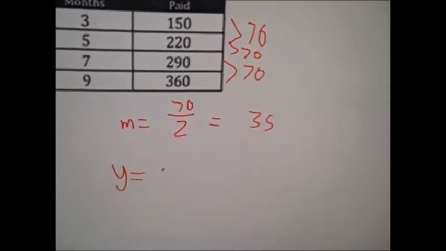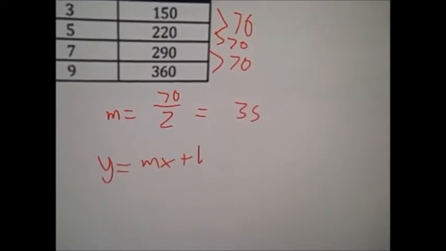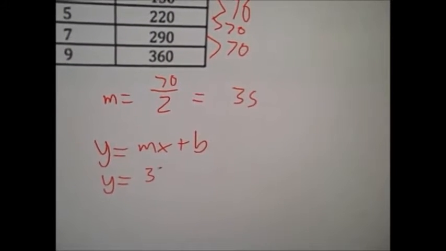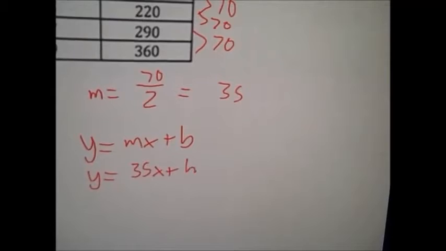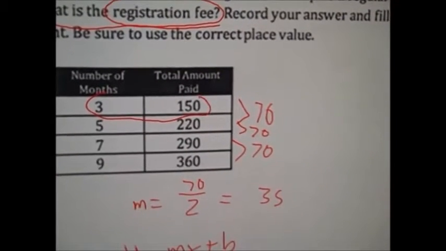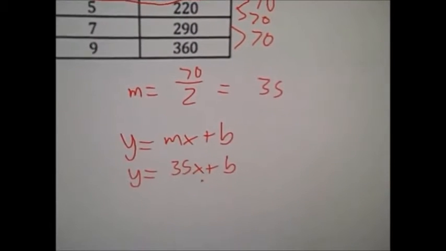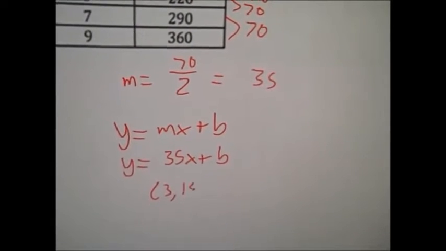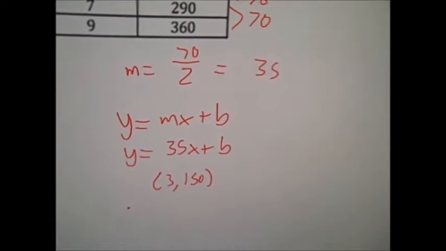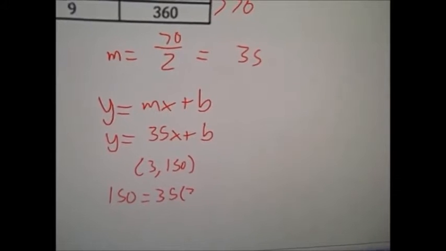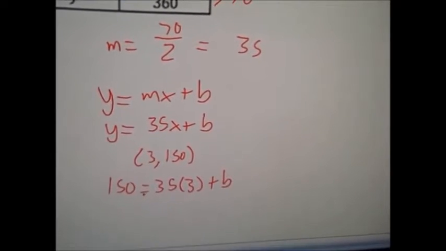So in your slope-intercept form, your equation y equals mx plus b, you know the m is 35, but you don't know the b. To find b, just pick a point on the table. I'll use 3 and 150. And then use 3, comma 150, x and y. Y will be 150, x will be 3, and then you just solve for b.